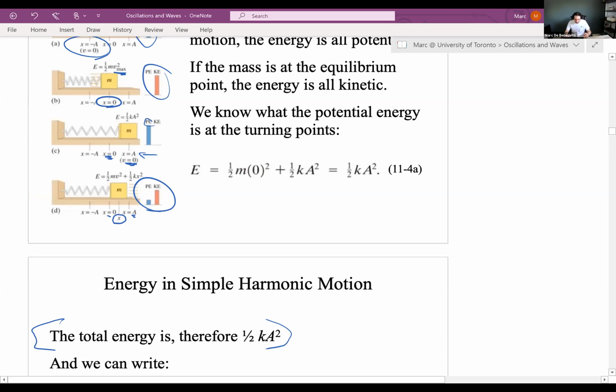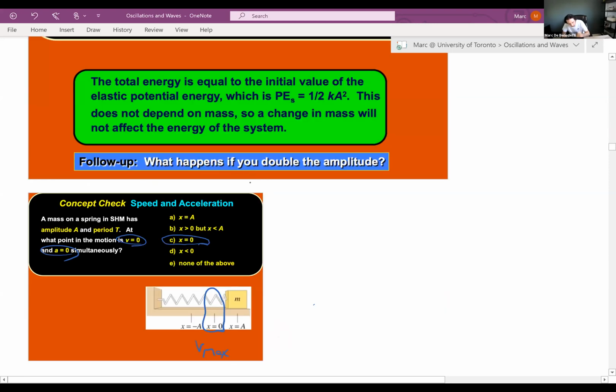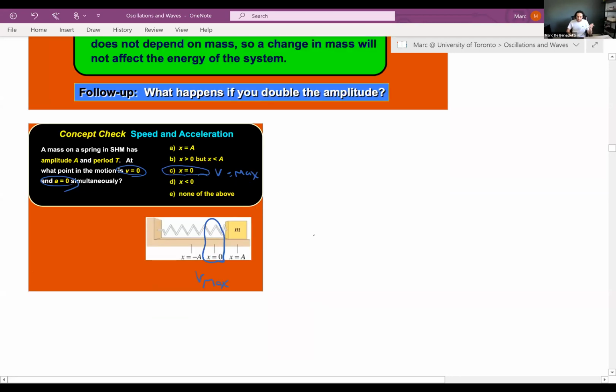C can't possibly be the correct answer here. Oh, we did that one. C can't possibly be the correct answer because speed is a maximum here. So V equals maximum. So C can't be right. Now, what is true at x equals 0 is that the acceleration does equal 0 there. Because this is true because x is equal to 0. So F equals kx implies F equals k times 0, which means the force is equal to 0.